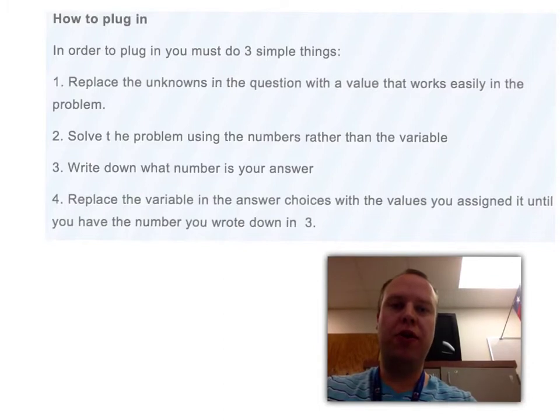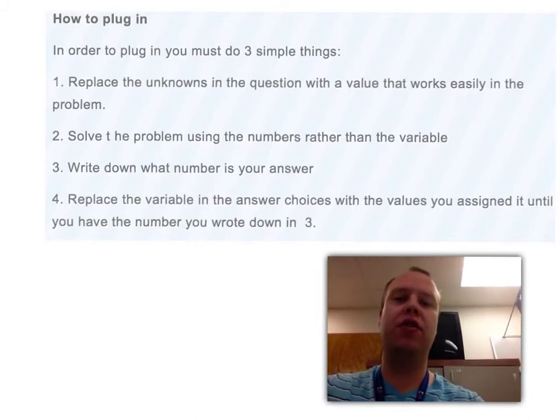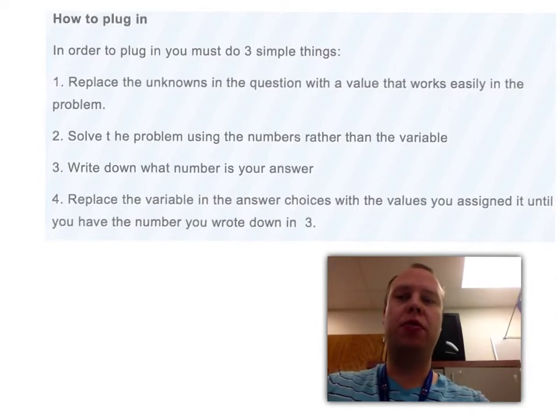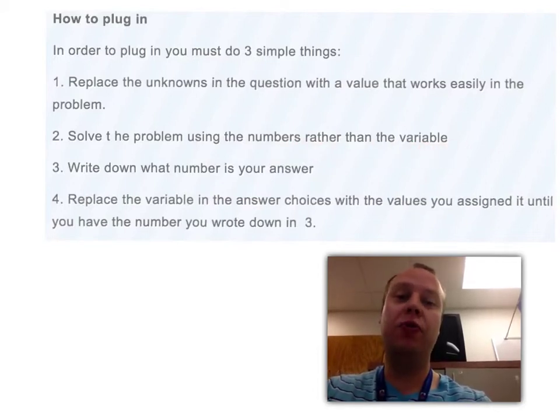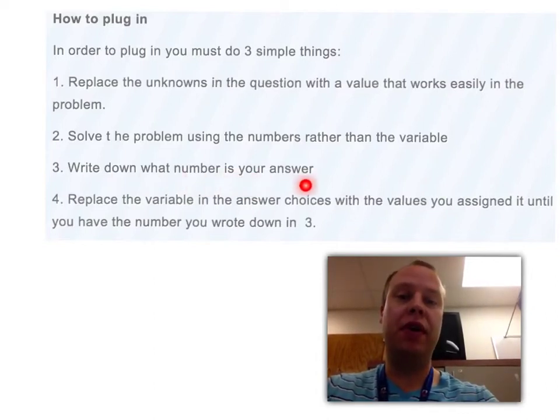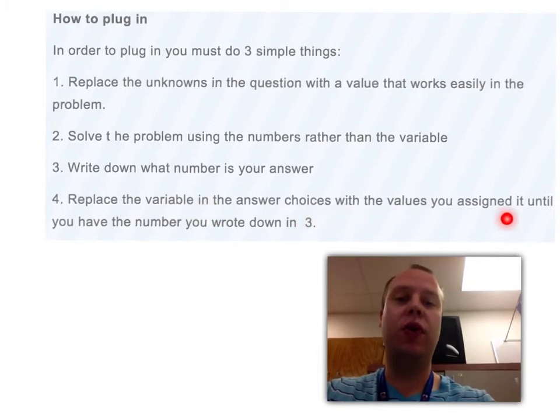Okay, here are the bullet points that you want to remember in order to solve a plug-in question. As you practice this more and more, you'll start to get the hang of it, but it helps to look at these notes. You must do 3 simple things when plugging in. 1, replace your unknowns, your variables in the equation, with a value that works easily, your integers. 2, solve the problem using those numbers rather than the variable, right? Remember the previous example, s equals 2, just use that number 2 to solve it. 3, write down what number is your answer, and I'd recommend squaring it so you could look back at it. And then 4, replace that variable with the answer choices until we get that squared answer.